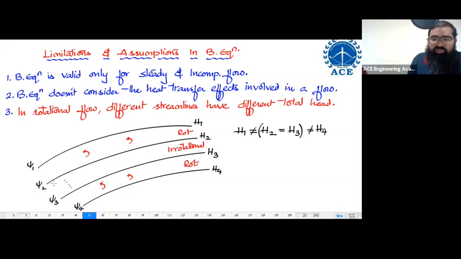All the streamlines are supposed to have the same total head. And over here, between psi1 and psi2, I can have n number of streamlines. All of them will be having different total heads over here. This is a concept. To understand this better, let us do one thing.